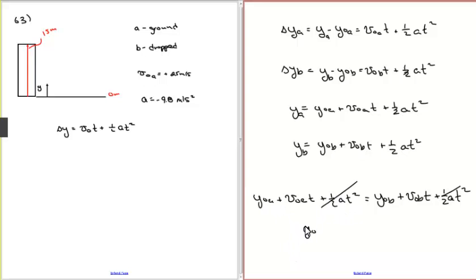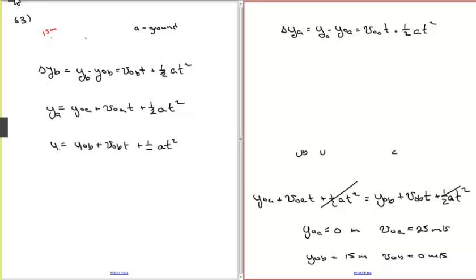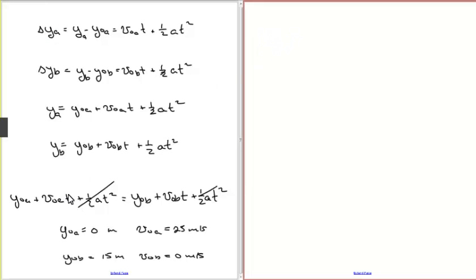Well, y0a, that's A, the one that's thrown, so y0a is 0 meters. We know y0b is 15 meters. We know that v0a is positive 25 meters per second. And we know that v0b is 0 meters per second. So this simplifies things considerably. The only thing we don't know is t, which is what we're going to solve for. And once we know t, we can just plug back in and find the height.